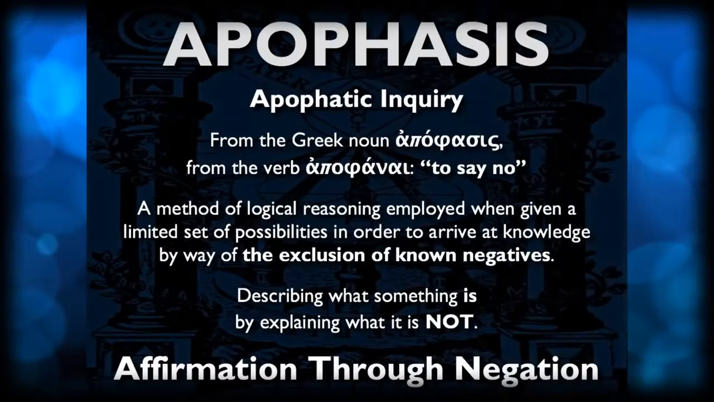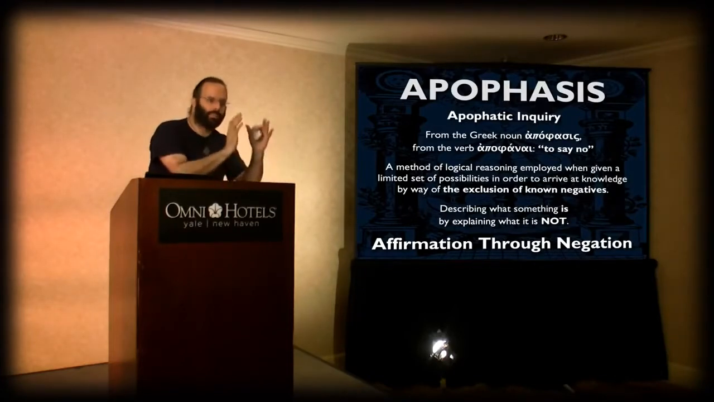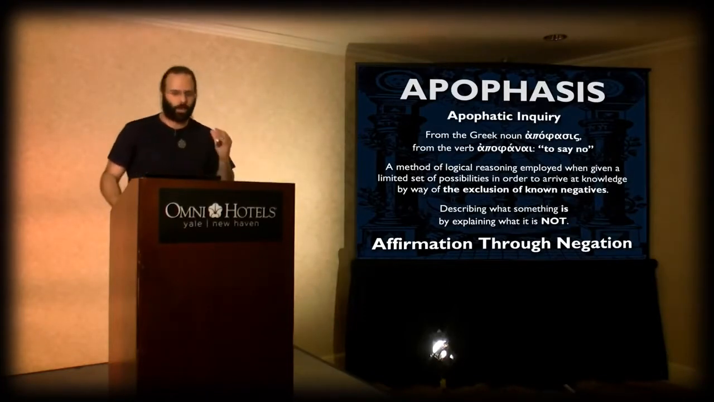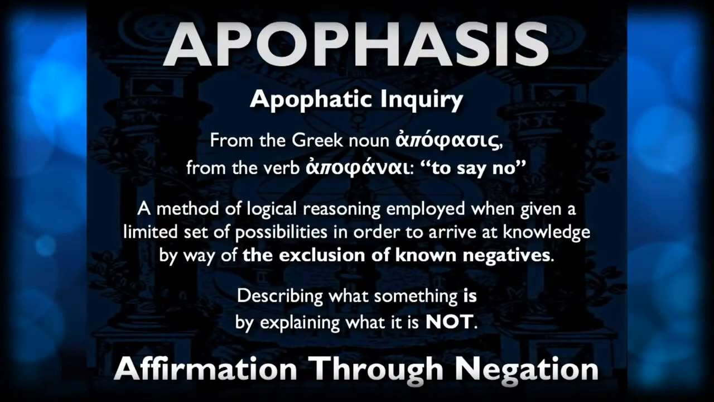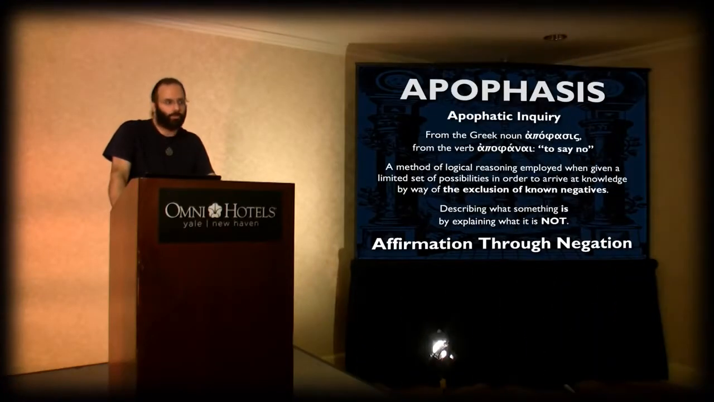So it is a method of logical reasoning, or deductive reasoning, that is employed when you are given a limited set of possibilities, in order to arrive at knowledge by way of the exclusion of known negatives. You're setting the logical inconsistencies to the side and saying, this is not what this thing is. That's called apophysis. You are describing what something is by explaining what it is not. This is called affirmation through negation, another term that this truth discovery process is known as.